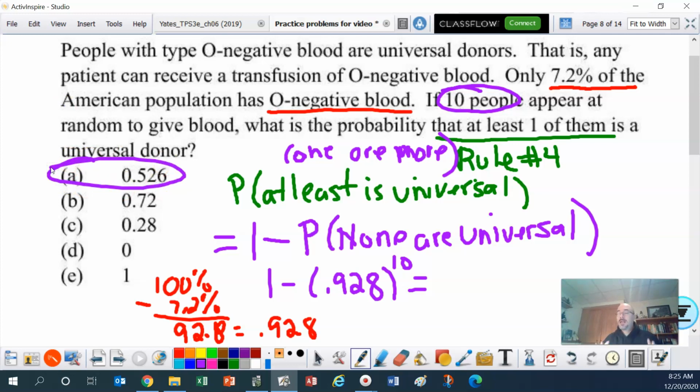Isn't that cool? Rule number 4. And then you got to think, okay, the ones that don't have type O blood, that would be 92.8%, and 1 minus. Okay, lots of things to think about. I like that problem. I really do. I like that one. All right, moving on.